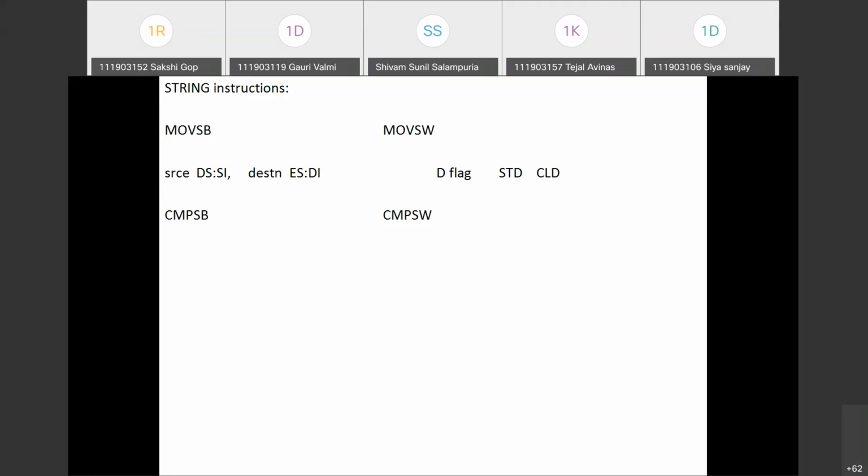Yes, everything: compare string byte, compare string word. Anybody else? Yes, sir. Okay. In place of move, just compare: subtract. The quantity picked up from both are subtracted, and if both are equal, then the zero flag will be set to 1.